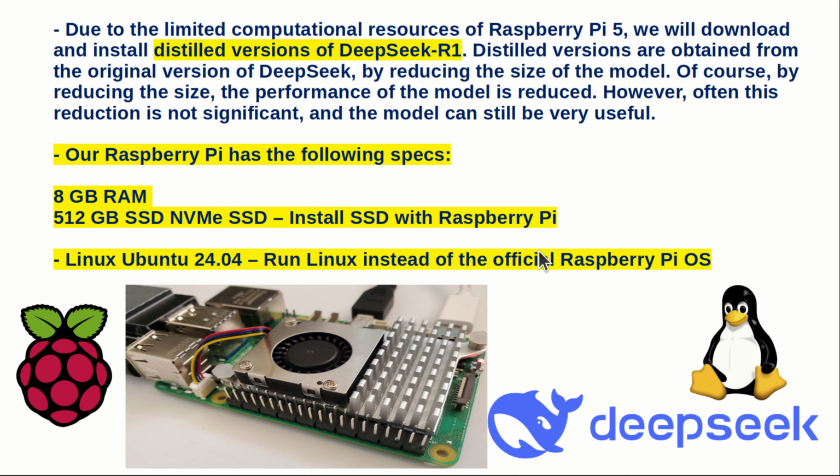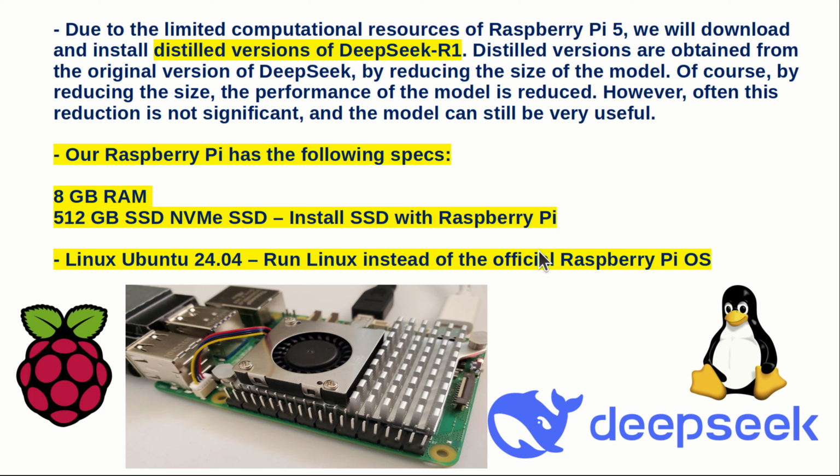Our Raspberry Pi has the following specifications. We are using Raspberry Pi 5 with 8 GB RAM and a 512 GB SSD NVMe disk. Namely, we have integrated an SSD disk with Raspberry Pi, and this significantly improves its read and write performance and enables us to quickly load and write files to our Raspberry Pi, as well as to read files from our disk. Then, we are running Linux Ubuntu 24.04.